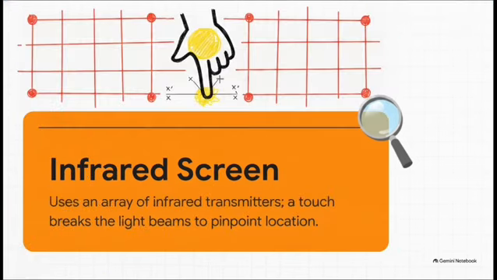Next, we have the infrared touchscreen. For this one, imagine a microscopic, invisible grid of laser beams crisscrossing right above the glass. The edges of the screen are lined with infrared transmitters and sensors. When you touch it, your finger physically breaks those intersecting beams of light. The screen's microcontroller simply calculates the exact X and Y coordinates where the light was blocked to register your touch.